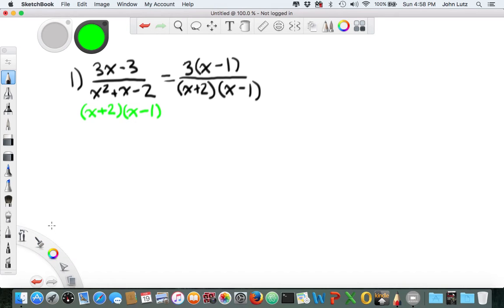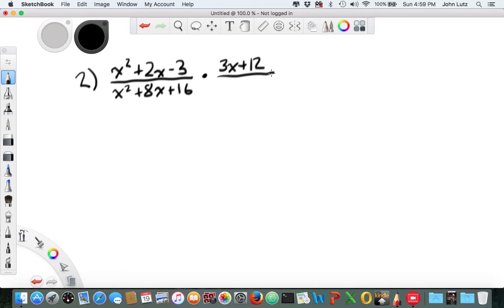Do you see anything that we can cancel out? Yes, we can cancel out the x minus 1 because it's only multiplication and it exists both on the top and on the bottom. So this is going to be equal to 3 over x plus 2. That is what we mean when we simplify a rational expression.